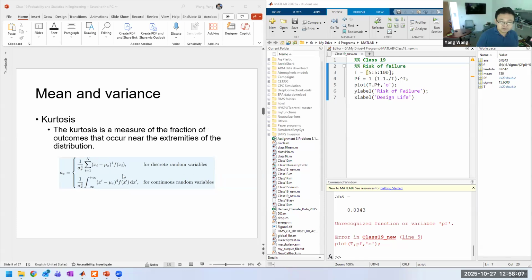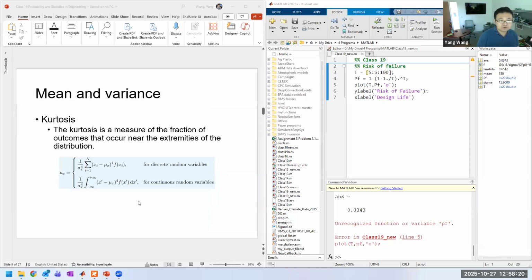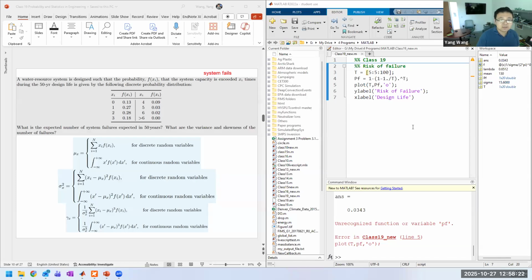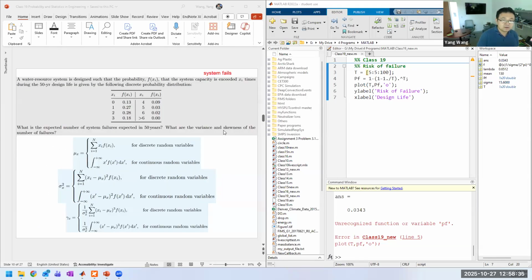So we could also define the same thing for discrete random variables, like throwing dice, and so on and so forth. Okay, so these are the different definitions associated with the probability distribution function. Here is an example talking about the probability of failure. If we recall, in the beginning we defined this probability of failure, or risk of failure. So we can practice how to calculate the probability associated with failure for the system.